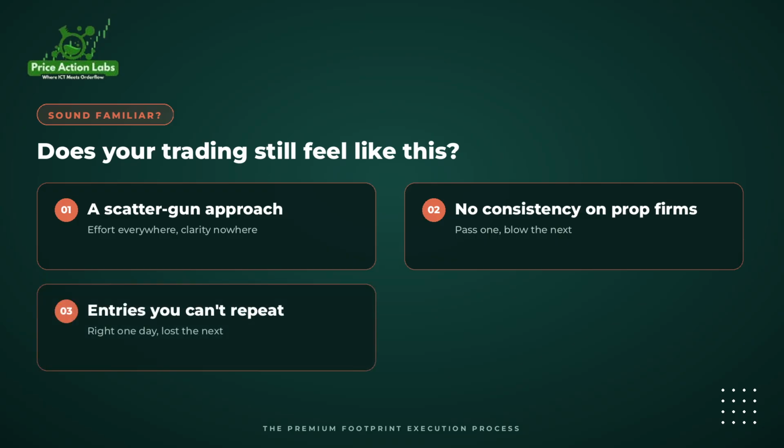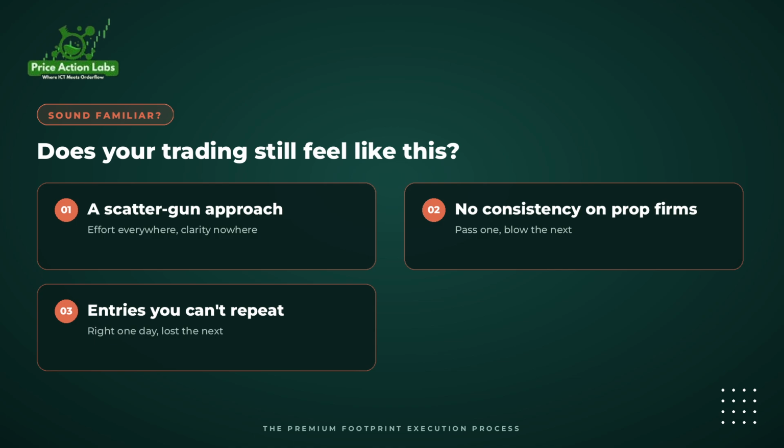Next is your entries don't feel repeatable. It means one day or one week you're entering off EMAs, the next week you're entering off order blocks, one week you're entering off a 4-hour candle, a 1-hour candle, a 15-minute candle. No matter what it is, when your entries are not repeatable, your results will not be repeatable.